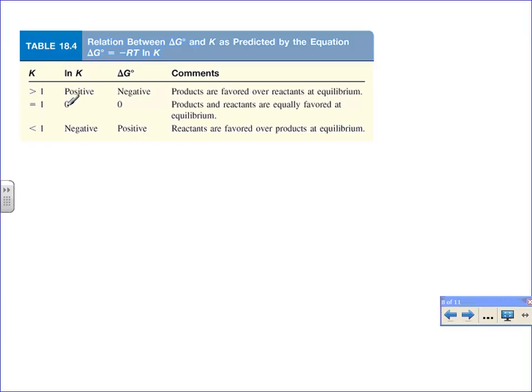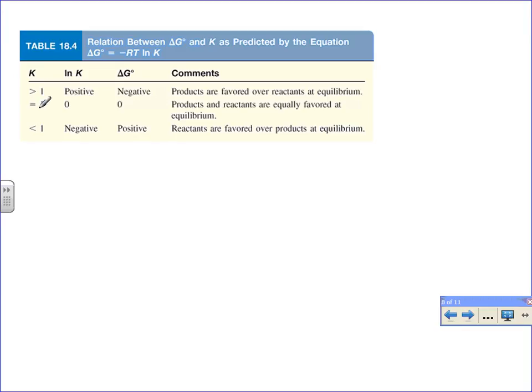Now we can also look at the relationship between the equilibrium constant and Gibbs free energy. When the equilibrium constant is greater than 1, as you know, that's a situation where we favor the products, and so Gibbs free energy is negative. The products are favored over the reactants.